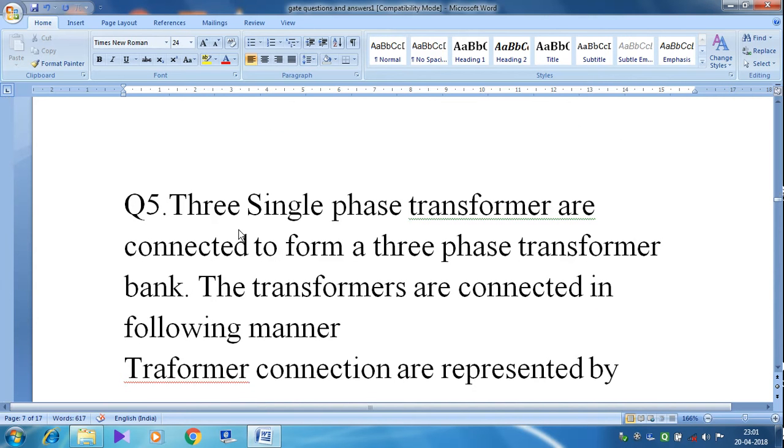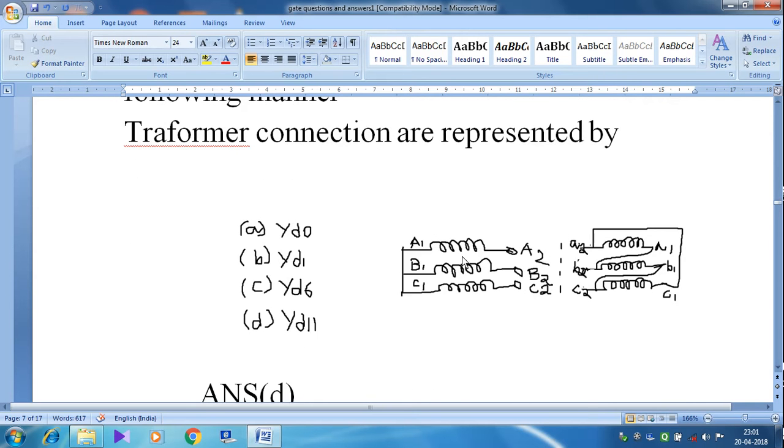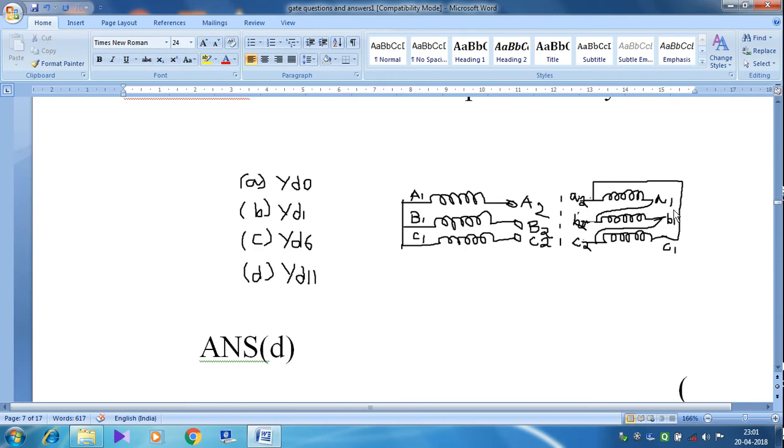So next question. Three single-phase transformers are connected to form a three-phase transformer bank. The transformers are connected in the following manner. The transformer connections are represented by this. This is the primary, and this is the secondary connection. Therefore, we already know that this is a star connection. This is the star point or neutral point, and this is the delta connection.